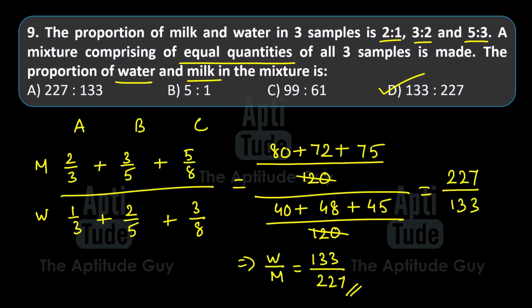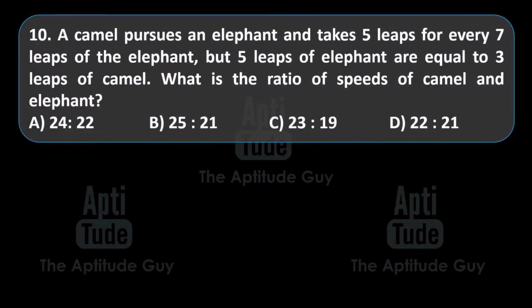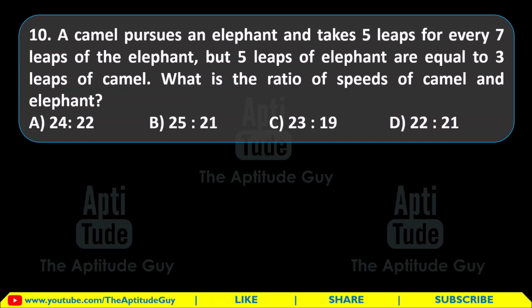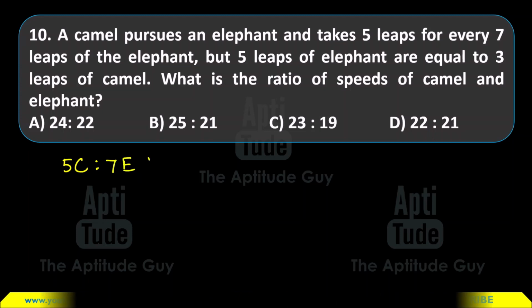All right, let's move on to the next one. Question number 10, pause the video, try to solve it and then come back. A camel pursues an elephant and takes 5 leaps for every 7 leaps of the elephant. Alright, so the ratio will look like this. 5 camel leaps is to 7 elephant leaps. Please understand what this means.